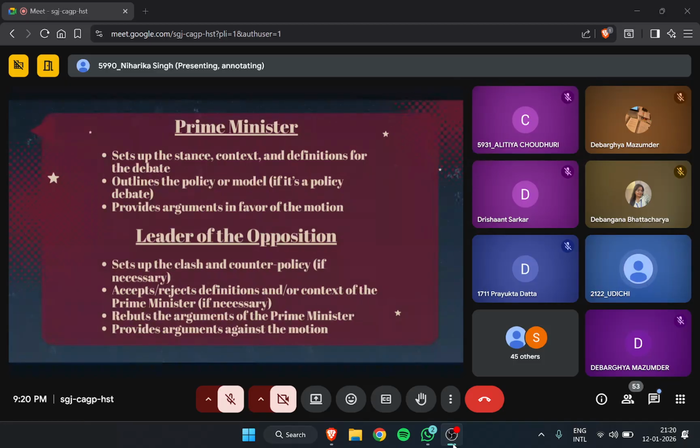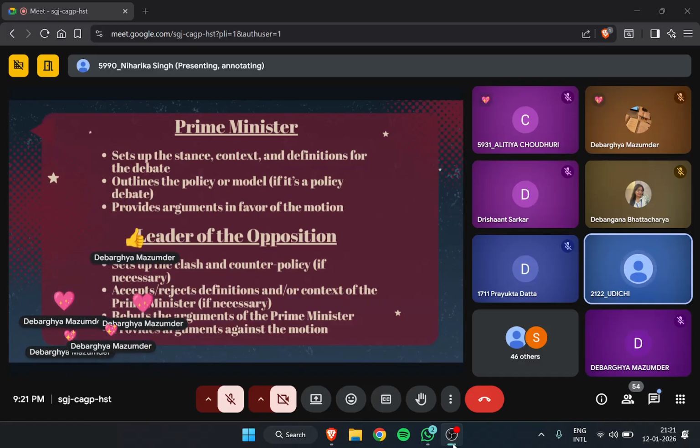Oh yeah, of course. Hi everyone, Udichi this side. I usually go as the first speaker. So I'll just give you the basics so you don't get overwhelmed with what's happening. Hopefully I'm audible to everyone. Cool. So basically what happens is that as the first speaker, when you go PM or Prime Minister, you are basically setting the stage for the debate. You're basically setting the case.